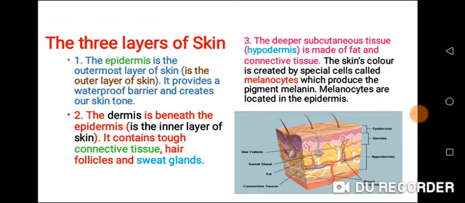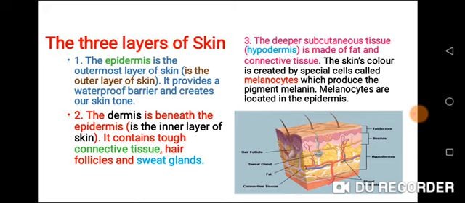The epidermis is the outermost layer of skin, which means epidermis is the outer layer of skin. It provides a waterproof barrier and creates our skin tone. 2. Dermis. Dermis is beneath the epidermis. Dermis is the inner layer of skin. It contains tough connective tissue, hair follicles, and sweat glands. As you can see them.